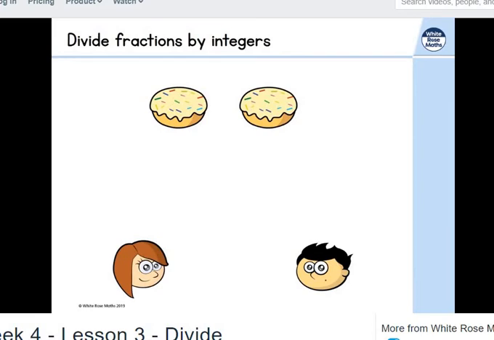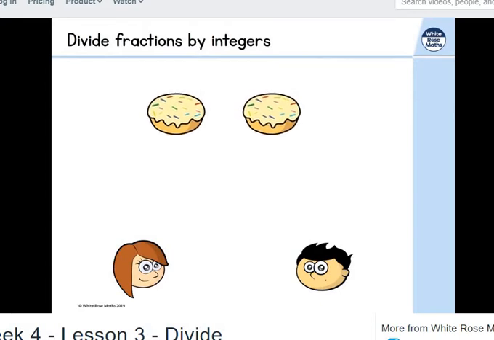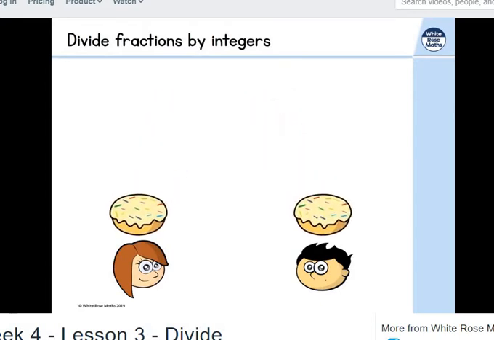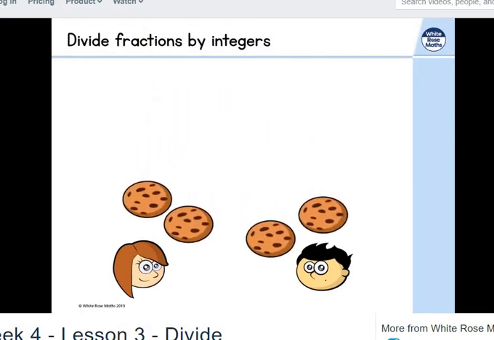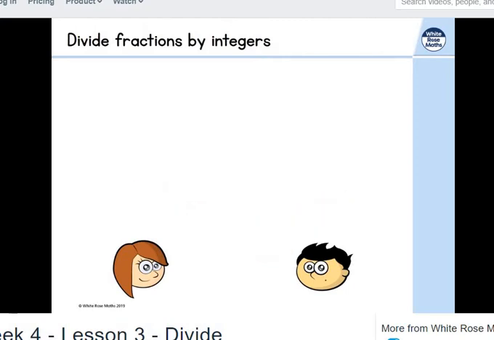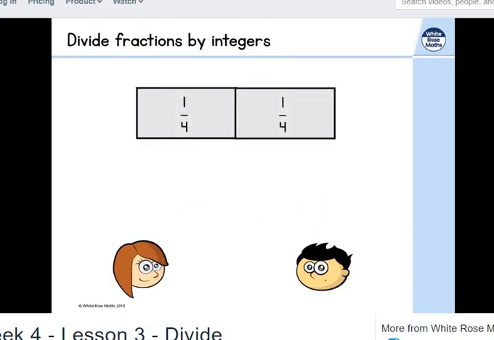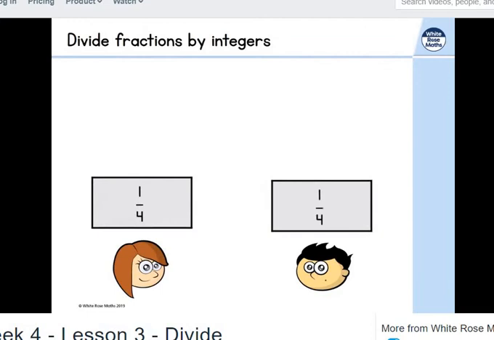We've got 2 donuts, and we're going to share them equally between 2 children. So, how many donuts will each child receive? Well, hopefully, if you're fair, like me, you'd give them 1 donut each. What about 4 cookies? How many would each person receive if we're sharing them equally? Well, they each get 2. What if I had 2 quarters to share? How many would each person get? Well, hopefully you recognise that each person would get a quarter.